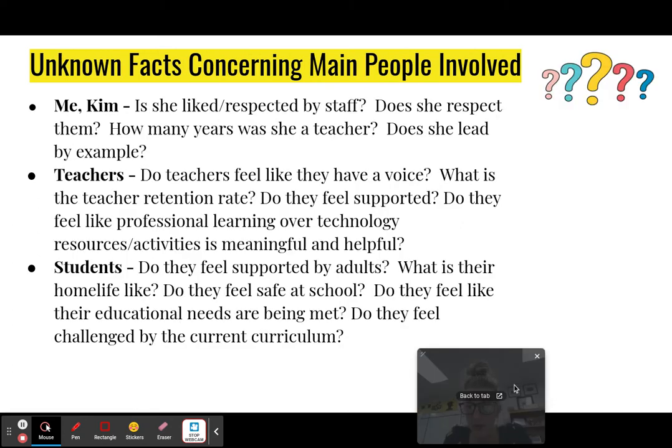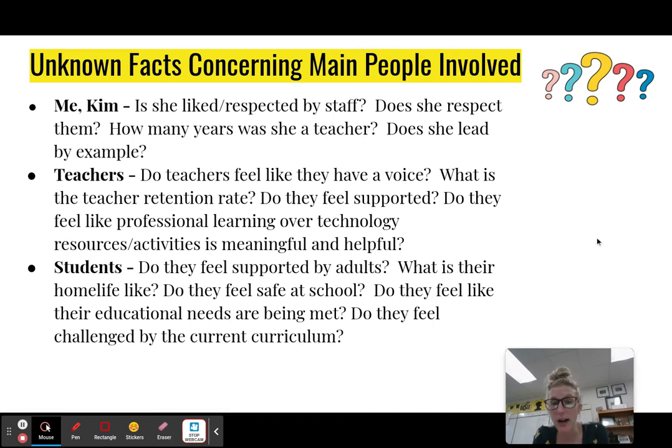Things we don't know about those main people I just mentioned. We don't know if I am liked by my staff. Am I respected? How many years was I a teacher? Because sometimes teachers don't listen to admin if they weren't teachers very long, including myself. Does she lead by example? The teachers, do they feel like they have a voice? What is the teacher retention rate there? Do they feel supported? Do they feel like they've got professional learning that's decent overall, these technology resource activities, and was it helpful? The students, do they feel supported by the adults in the building? What is their home life like? Do they feel safe at school? Do they feel like their educational needs are being met? Do they feel like they're being challenged by the current curriculum? Those are all things that we don't know and that we need answers to.